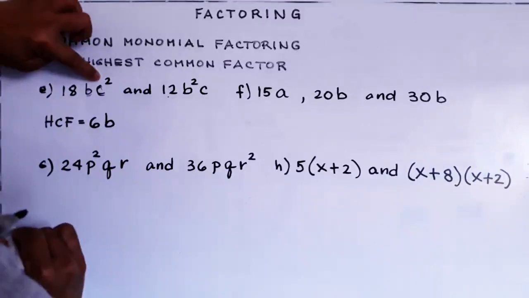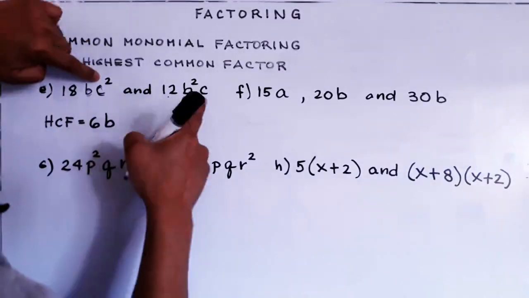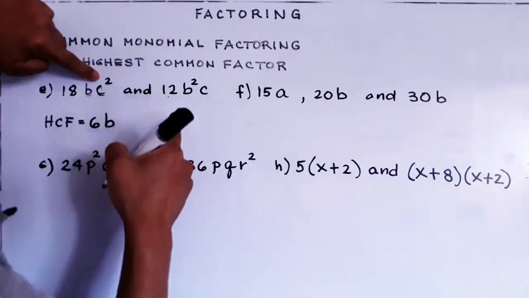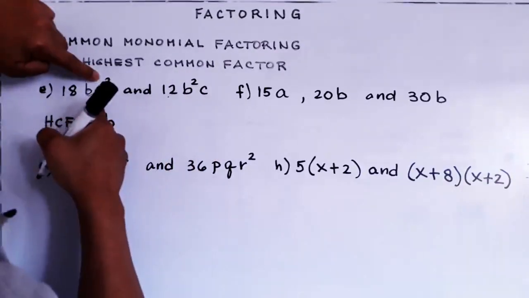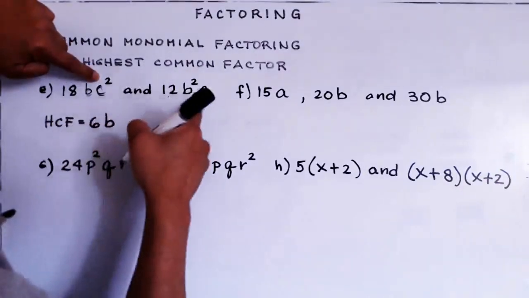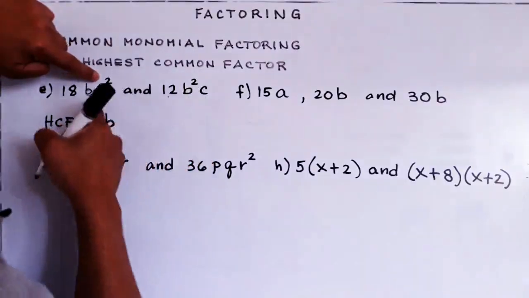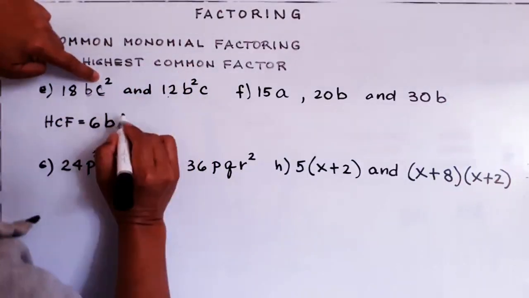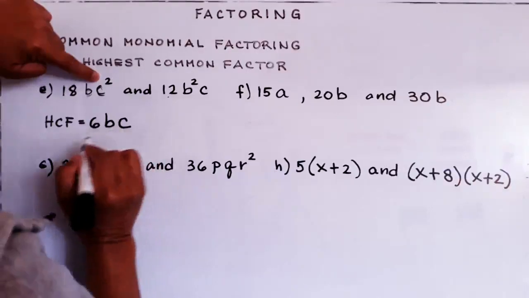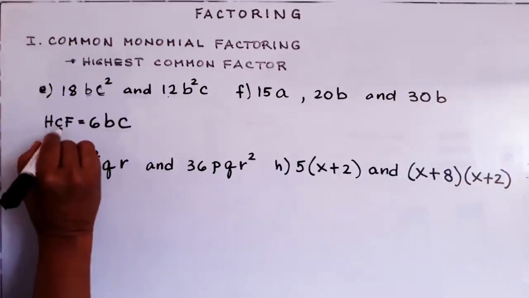C squared. Do you have a C there? Yes. But the C here is to the first power. You choose that one and not this one. There are two here. There is only one there. And common to both of them is only one C. So we write C here and that is the highest common factor.